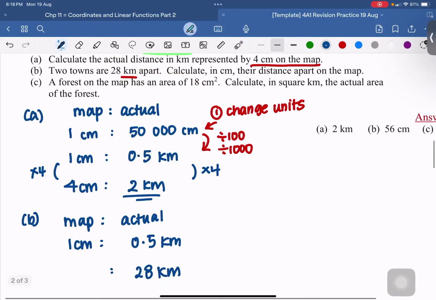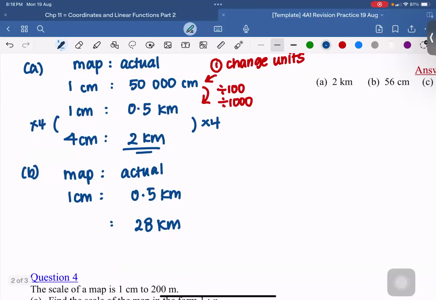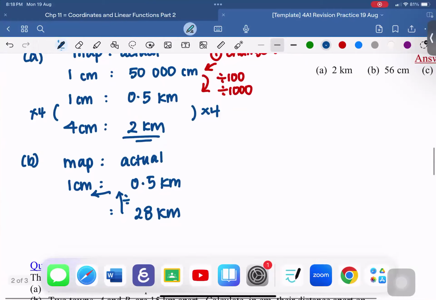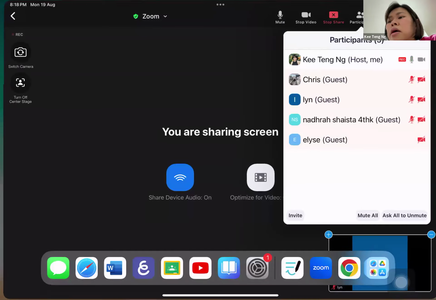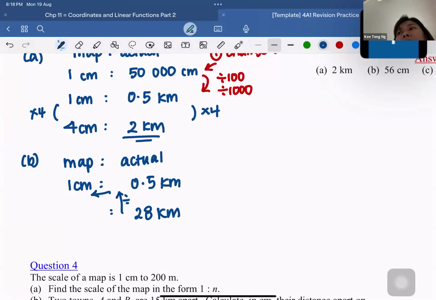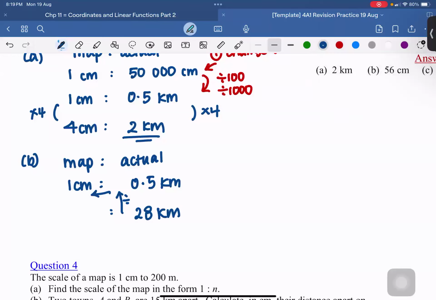Okay, then how do we find the one on the map? I always do division, then multiply. So I always do division, then I multiply. So I'll take 28, divide by 0.5, times 1. So this one is standard working, right? This one will give me the answer 56 cm.